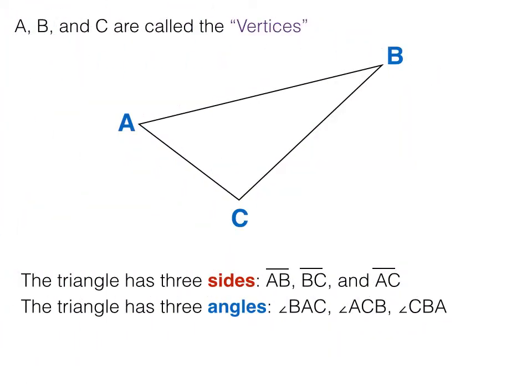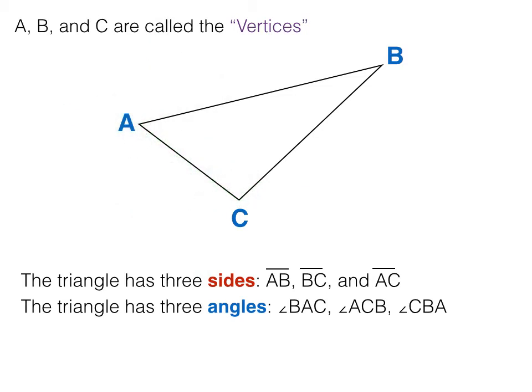A, B, and C are called the vertices. The triangle has three sides: side AB, side BC, and side AC.